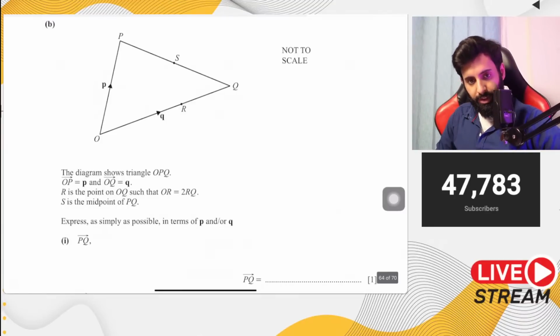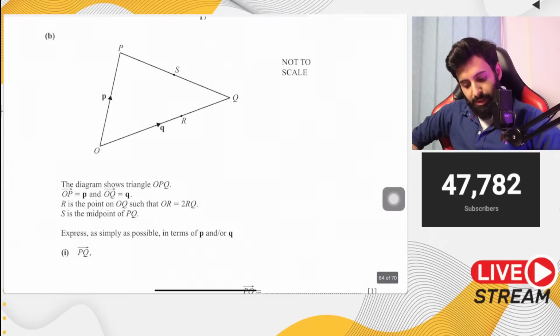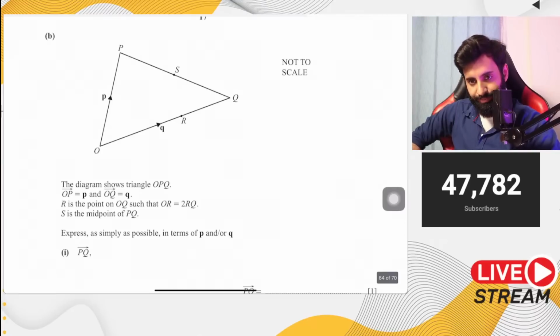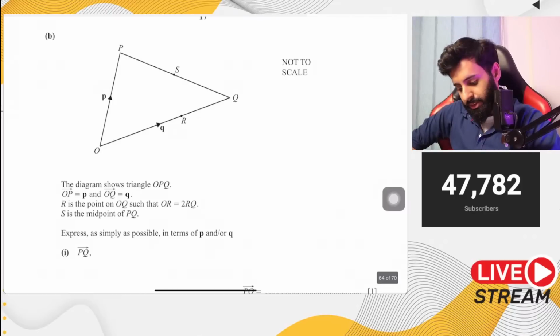Okay, now here's part B. Let's see what part B says. Part B says the diagram shows triangle OPQ. R is the point on OQ such that OR is equal to 2 times RQ.